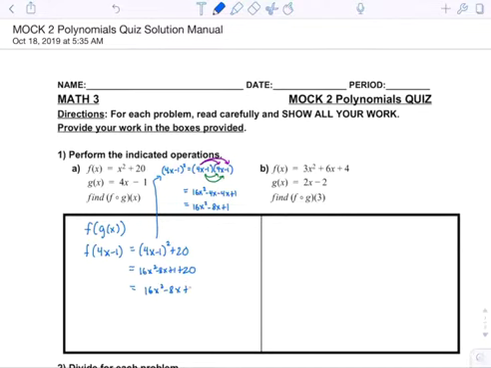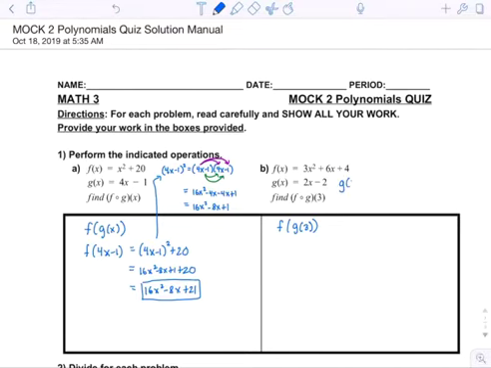And that's how you guys do 1a. All right, for 1b. Now we got f of g of 3. Now, let's see what g of 3 is.